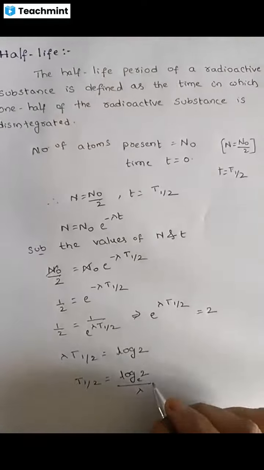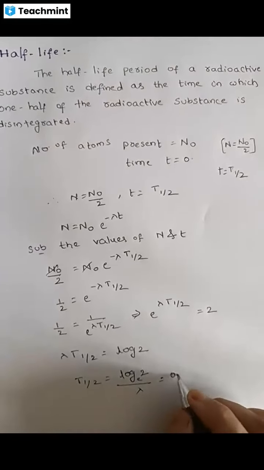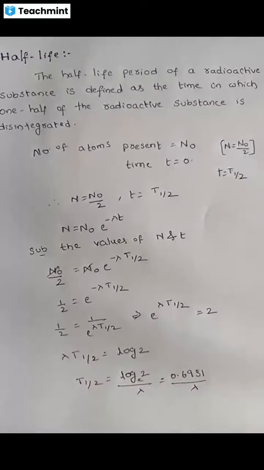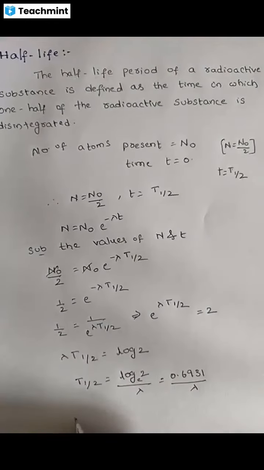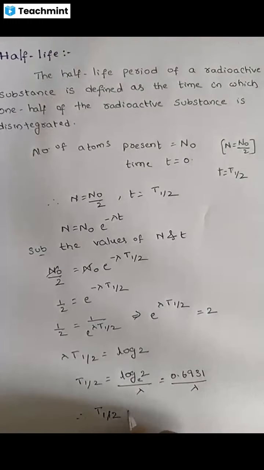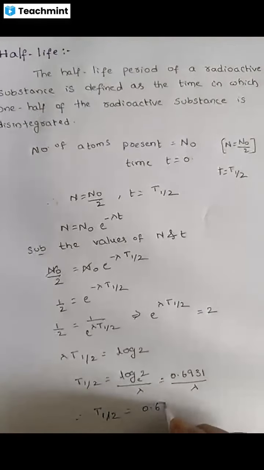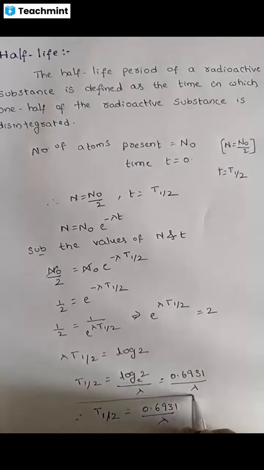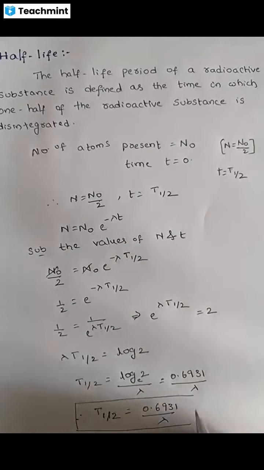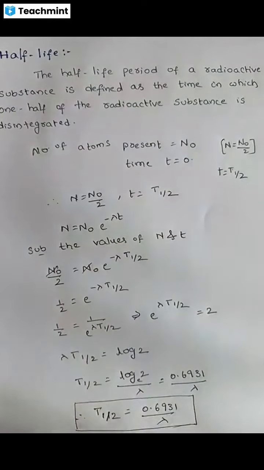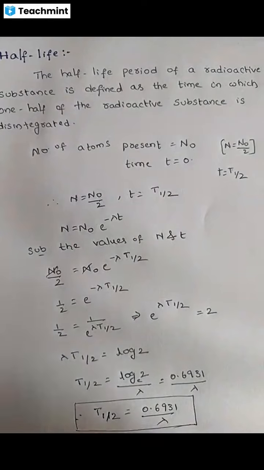Log 2 value is 0.6931 by lambda. Therefore the half-life t half is equal to 0.6931 by lambda. So half-life is the time taken to disintegrate half of its quantity.